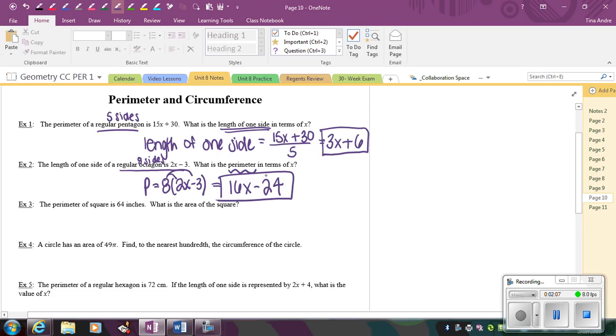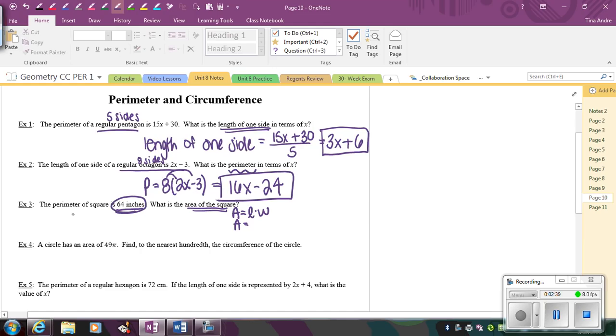Next one, we have the perimeter of a square is 64 inches. So that means we know that the entire thing is 64. If you want to find what one side is, we could divide that by 4, since there's 4 sides in a square. And we're going to want to do that because we're trying to find the area of a square. In order to find the area, that's going to be your length times width, or base times height, or in this case, side times side. We have to know what one of the sides is.